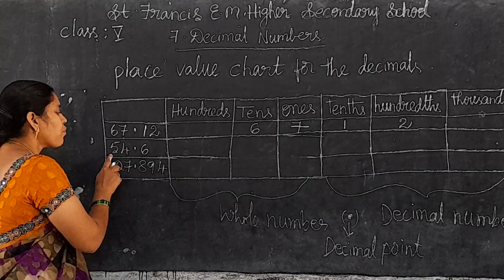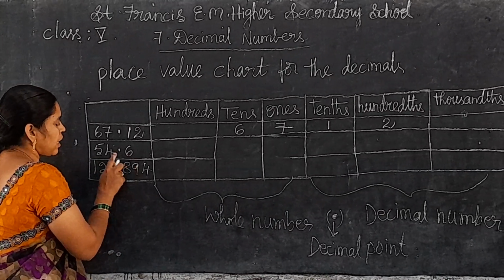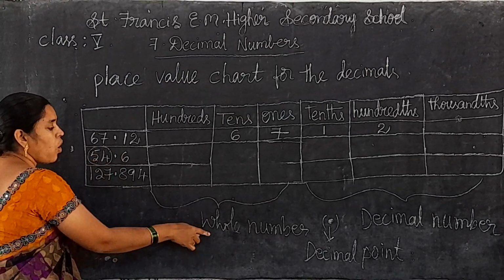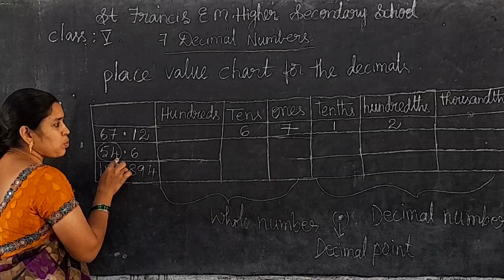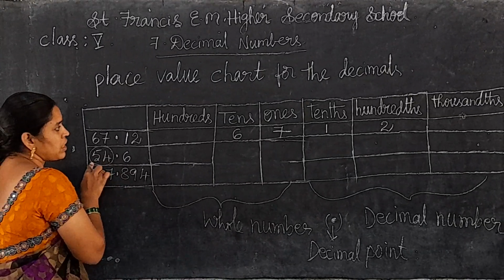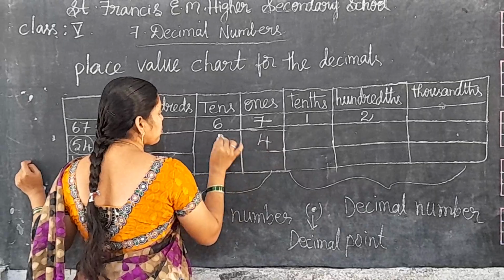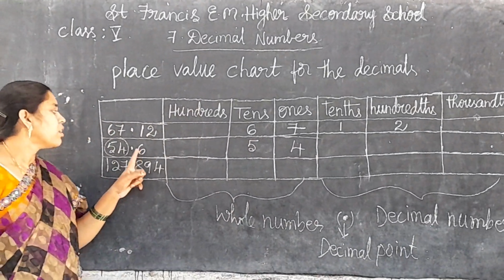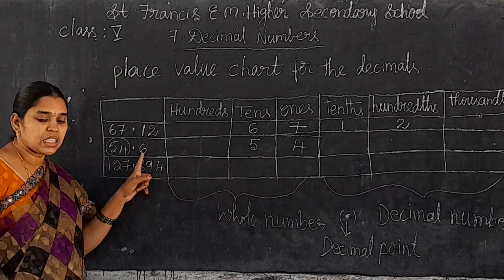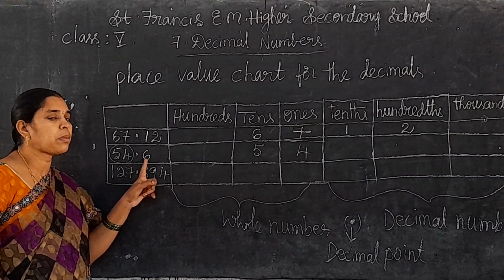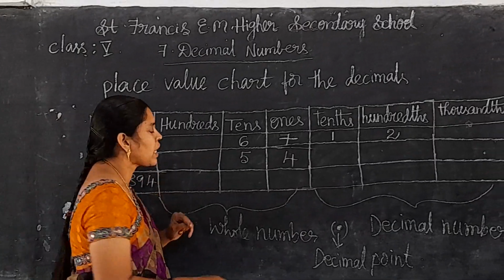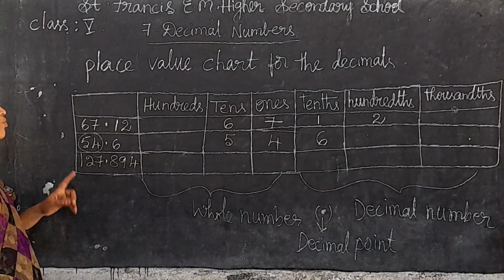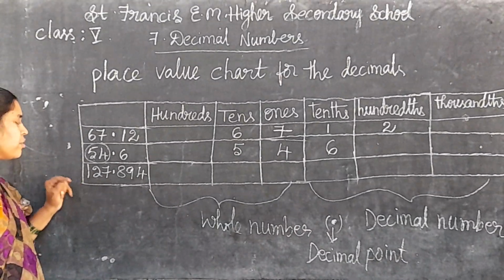Now next one, 54.6. That means 4 is in 54. The digits before the point we call whole numbers. So 4 is in the ones place and 5 is in the tens place. Write that 4 is in the ones place and 5 is in the tens place. And after the point, one digit is there. What is that place value? Tenths place. So in the tenths place we write 6. Okay children?